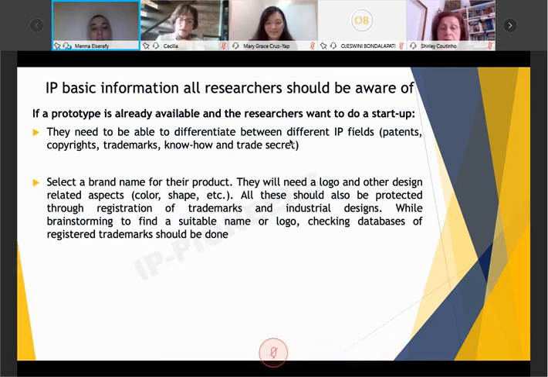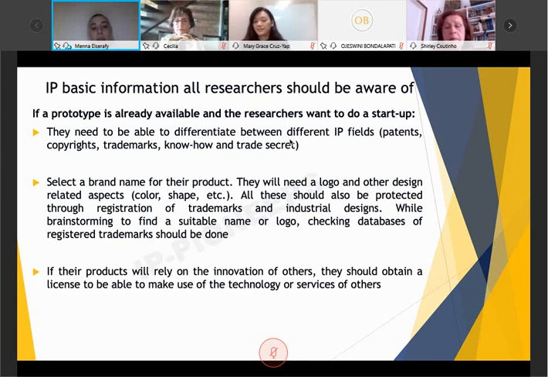For example, if I need to select a brand name for my product, I have to be very aware and screen a lot of databases to make sure that my name is very unique, and to register it under trademark. The design of my product, the colors, the shape, all this can go under industrial designs, for example. So I need to be aware that I cannot take a name which already exists in the market. I cannot use a logo that is already used by someone else, and I have to have my own uniqueness.